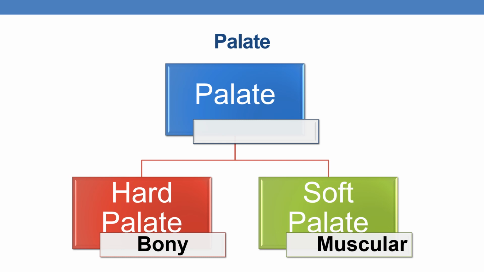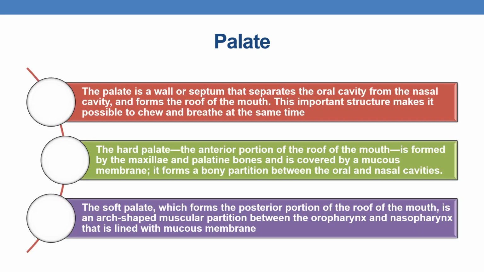Next part is palate. Palate is mainly composed of two types: hard palate and soft palate. Hard palate is the anterior part of the palate and it is bony. And soft palate is the posterior part of the palate and it is muscular.